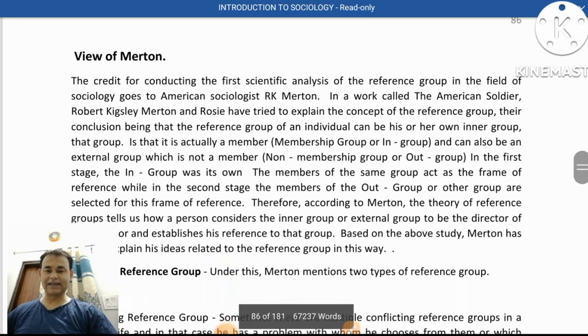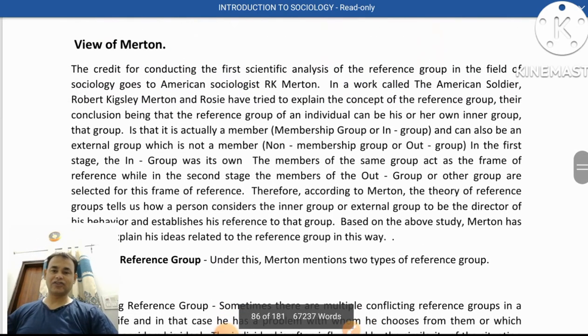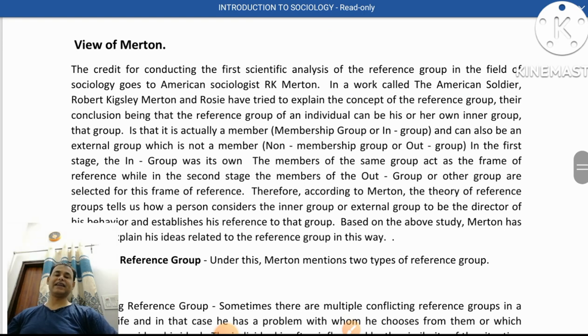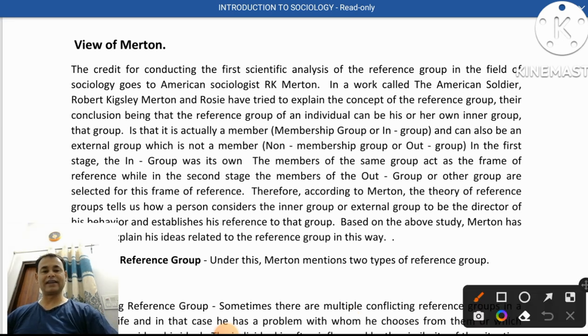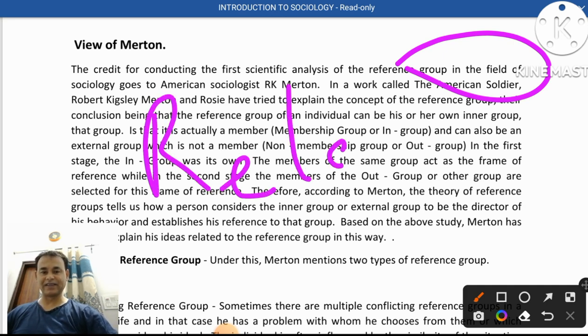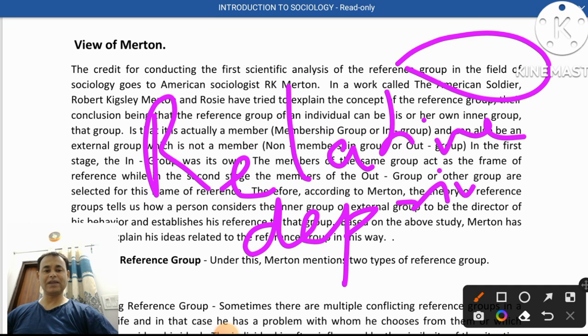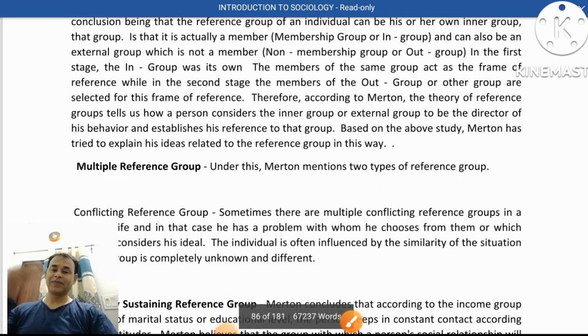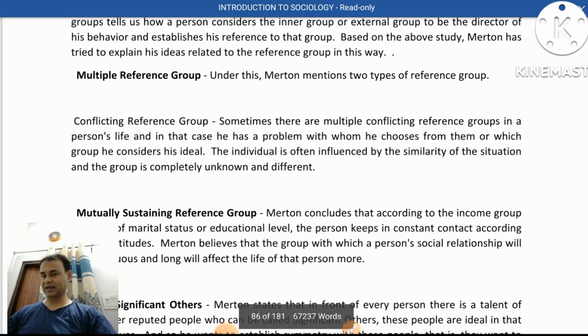And the view of Merton. The credit for conducting the first scientific analysis of reference groups in the field of sociology goes to the American sociologist R.K. Merton in his work called The American Soldier. Robert Kingsley Merton tried to explain the concept of reference group in the context of relative deprivation. You must understand relative deprivation. When a person is deprived in one group and wants to become a member of another group, that is relative deprivation.